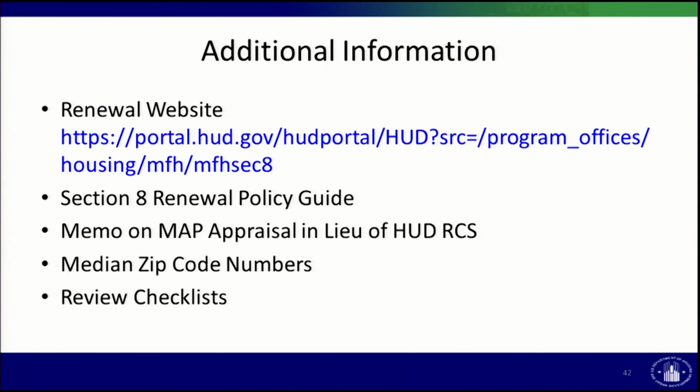Again, here is the information on the Section 8 Renewal website, which includes the Renewal Policy Guide, the memo on using the MAP appraisal in lieu of the HUD RCS, the median zip code numbers, and all of the review checklists.